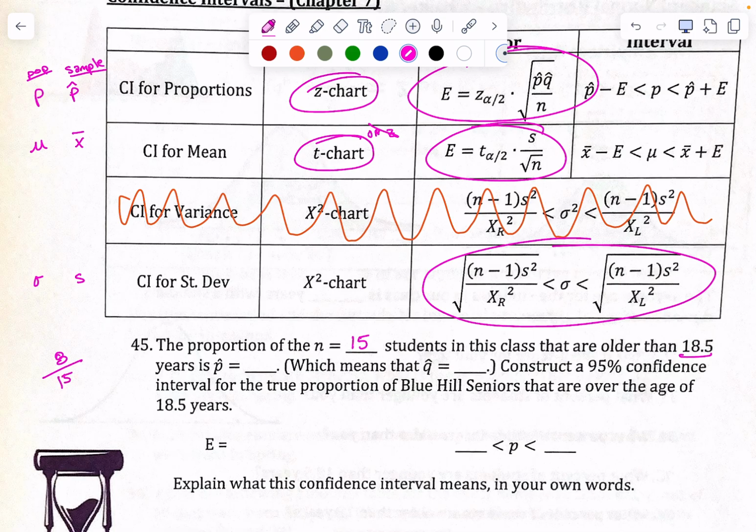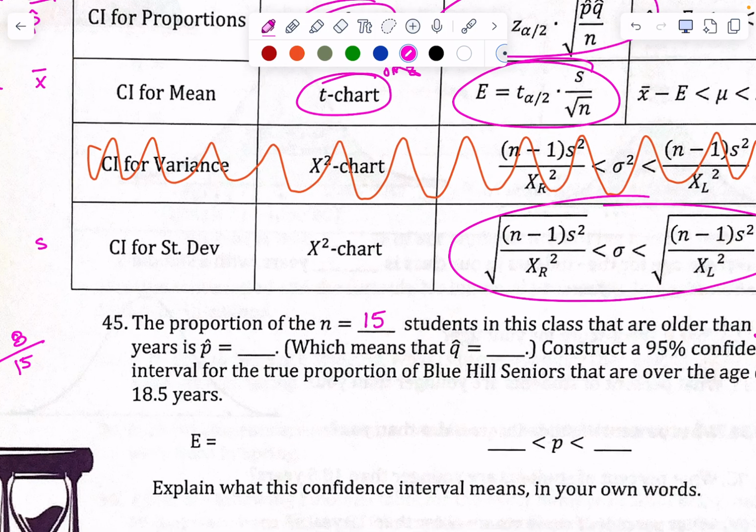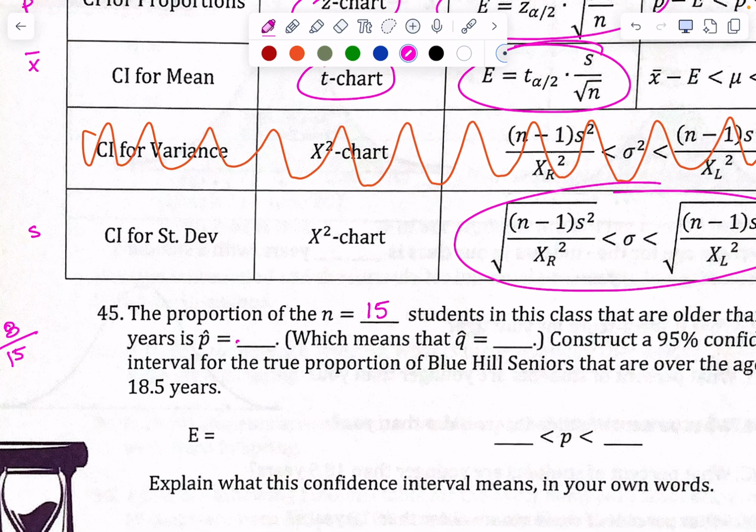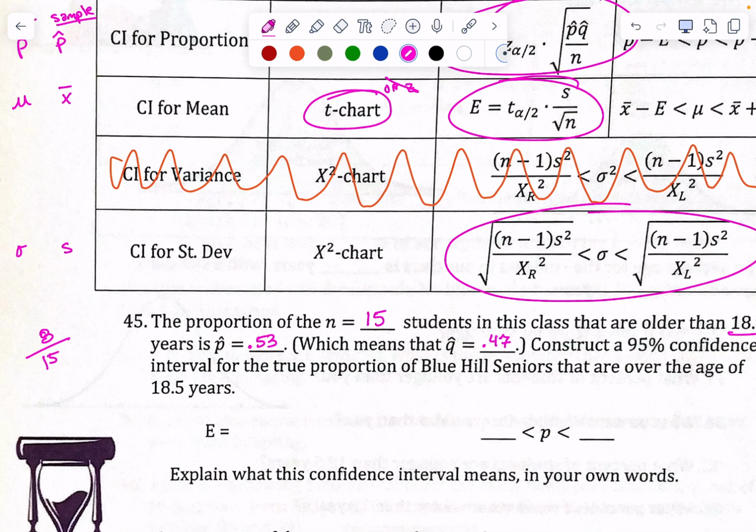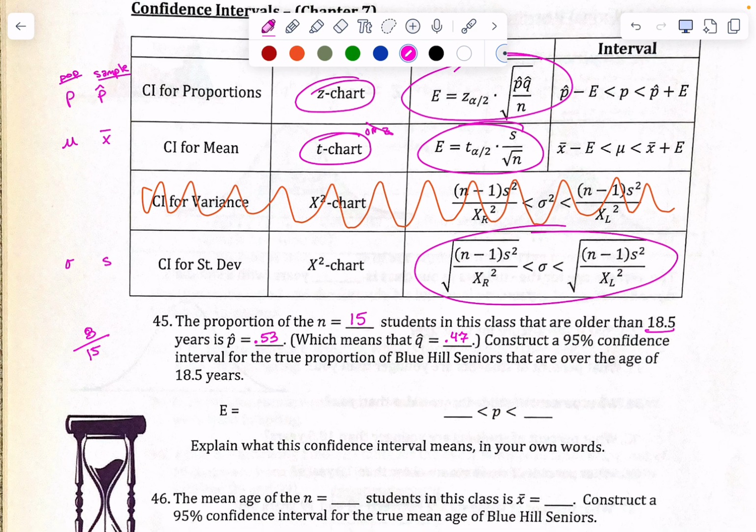8 out of 15 is what percent? 0.53. Which means that Q hat is 0.47. P hat is 0.53, Q hat is 0.47. So we want to calculate the error for that. To calculate the error, we need Z times the square root of P hat Q hat over N.